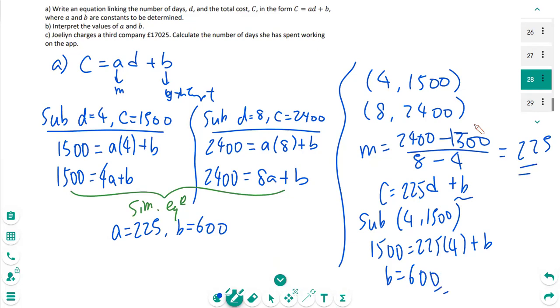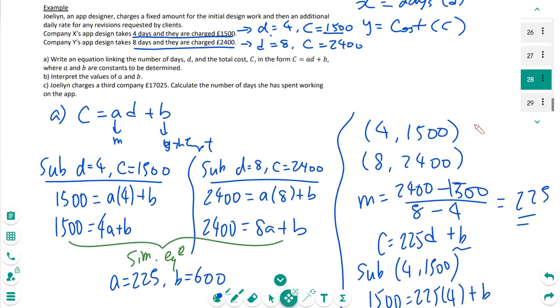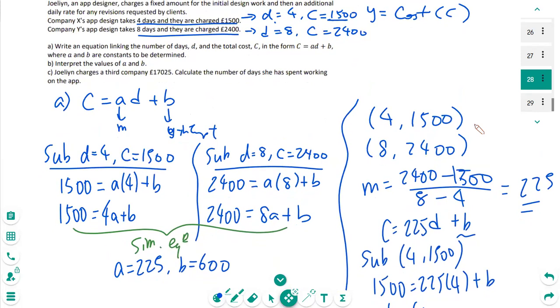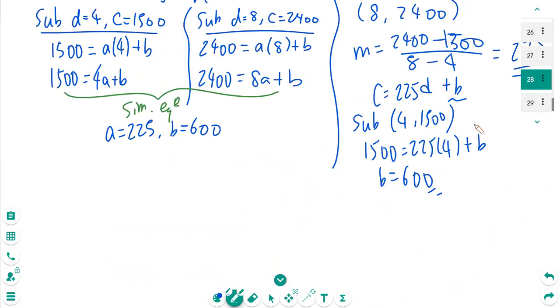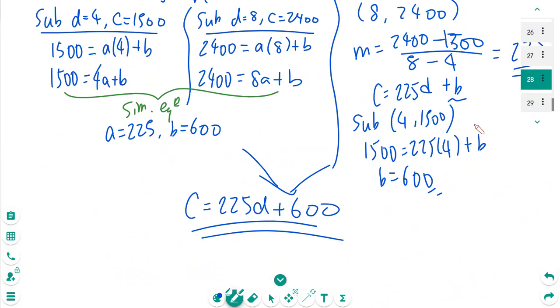Okay. Right. But read the question, part A. We're not done yet because the question wanted us to write an equation linking the number of days. So what we need to do is the final step, which is to rewrite the whole equation. So C equals AD plus B. Now, without this final line, you will lose the mark at the end. Okay, so read the question. Right.